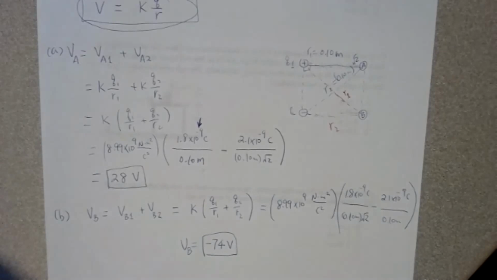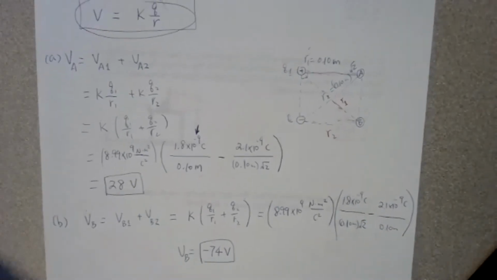So in A the potential is positive, and in B it is negative. In A, you are closer to the positive charge than the negative charge, so overall it's positive, although the charges are slightly different. In part B, you are closer to the negative charge than the positive charge, so your potential is negative. Any other questions you might have on this?